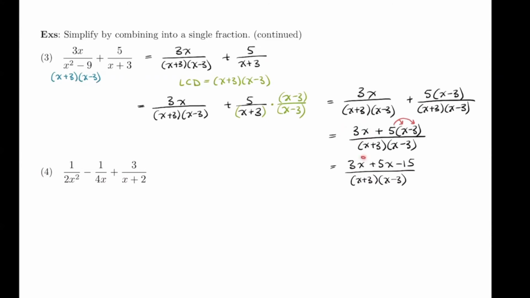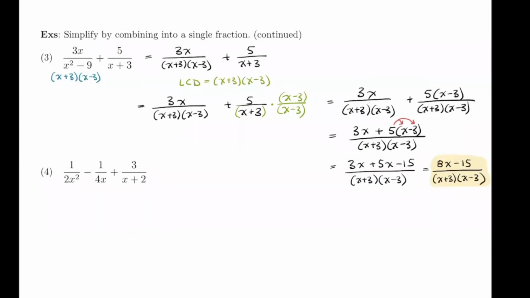Now we see that we have 3x plus 5x, and we can combine those together into 8x. The 15 doesn't have anything to combine it with, so we will just leave that as 8x minus 15. And again, in the denominator, if you prefer, you can write that as x squared minus 9, or you can leave it as x plus 3 times x minus 3.